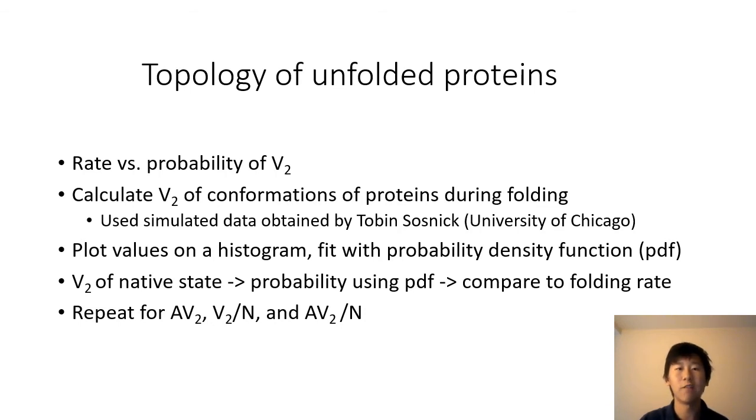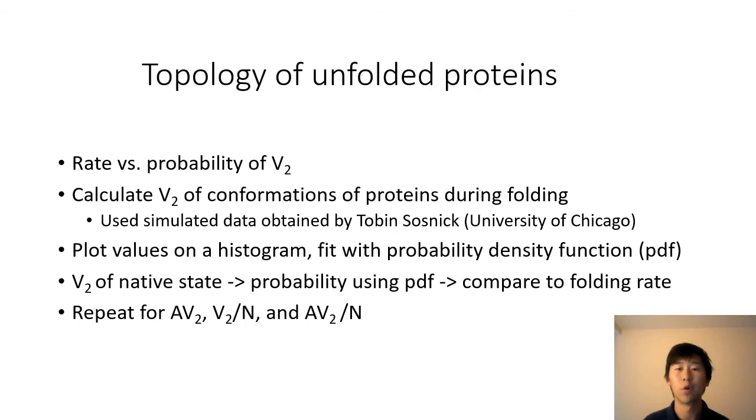We obtained data from a research group at the University of Chicago, led by Dr. Sosnick, that simulated the folding of 50 proteins. For each protein, they obtained the coordinates of 2,750 random conformations during folding. We estimated the V2 of each of these conformations using 1,000 projections and plotted their frequencies on a histogram. Then we fit the histogram with a distribution, the result of which will be shown in the next slides.